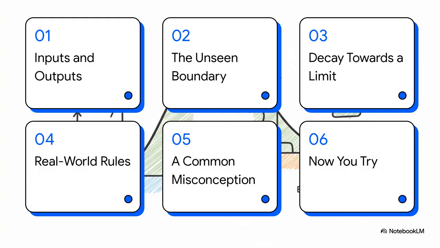Here's what we've got on tap. We'll start with the basics, inputs and outputs. Then we'll get into this cool idea of an unseen boundary. We'll see how that applies to something decaying and how the real world can actually change the rules on us. We'll also tackle a super common mistake people make. And finally, you'll get a chance to try it out for yourself.